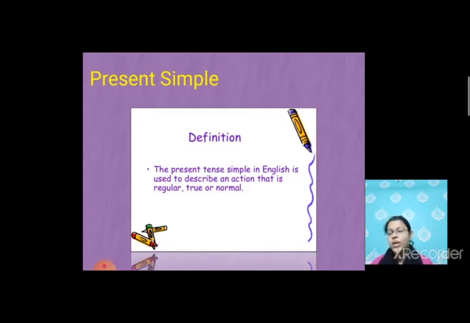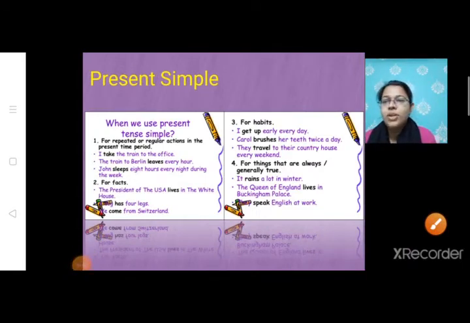Now let's see when do we use present simple tense. For repeated or regular actions in the present time period. We use present tense when we are talking about the things that are repeated again and again or which are considered to be a regular action. For example, the sun rises in the east. Now this action takes place daily, that means every day, and so we are going to use the present tense. So the verb rises is used in the present form.